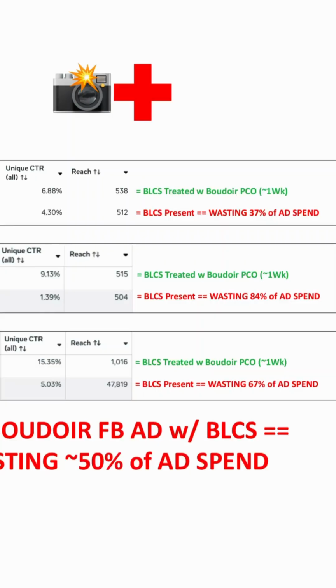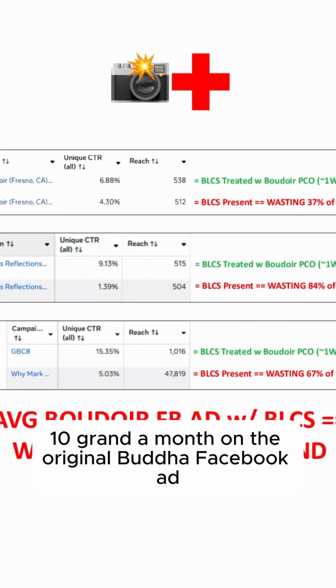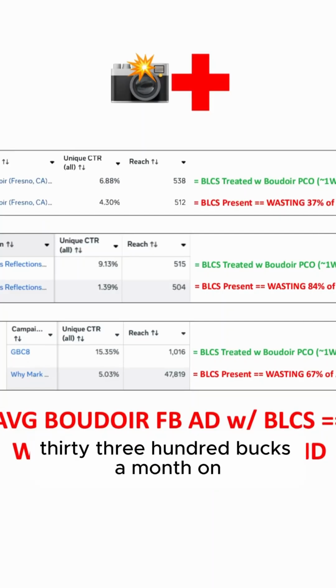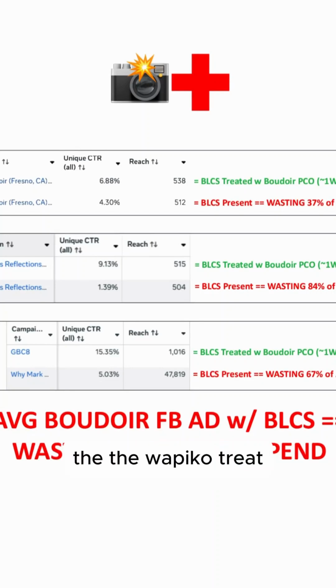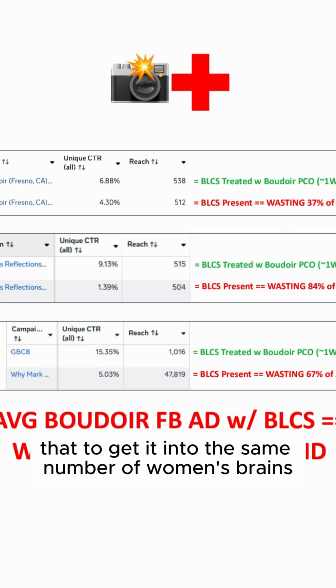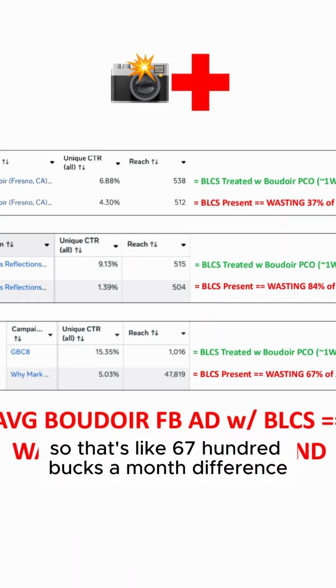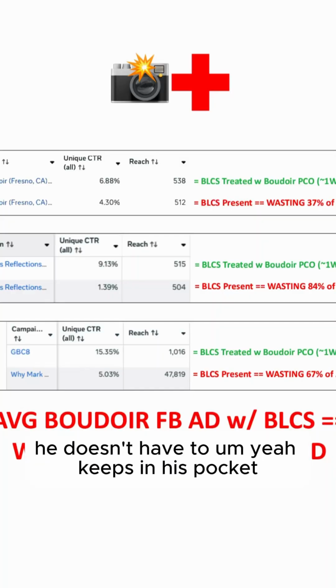And that means if they're spending 10 grand a month on the original Boudoir Facebook ad, now they only need to spend $3,300 a month on the Boudoir Pico treated ad to get it into the same number of women's brains. So that's like $6,700 a month difference that he doesn't have to spend. It's back in his pocket. He keeps it in his pocket.